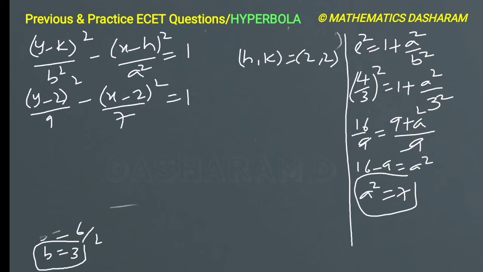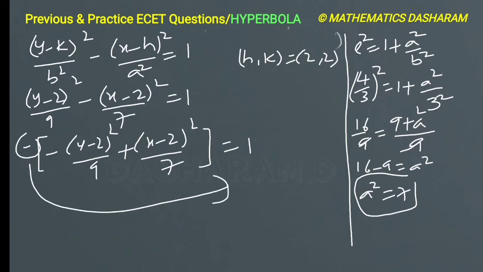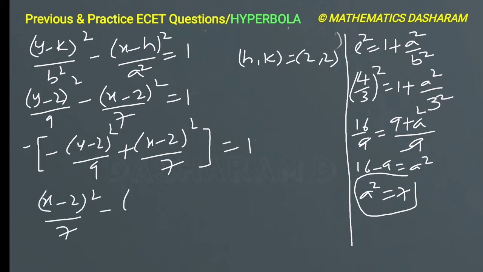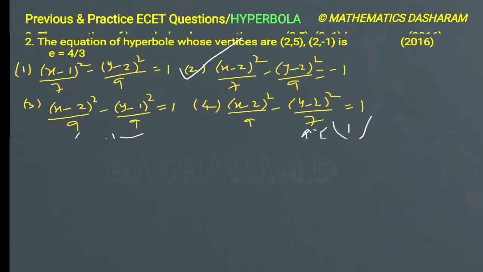But in the options we don't have this answer, that is why I am taking the minus common. So then minus (y - 2) whole square divided by 9 plus (x - 2) whole square divided by 7 equals 1. Now transpose this minus to the RHS and write the positive term first. So (x - 2) whole square by 7 minus (y - 2) whole square by 9 equals -1. So this is our required answer. So which option is correct? Option 2 is correct.